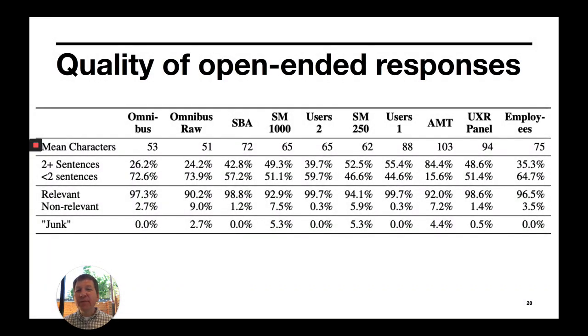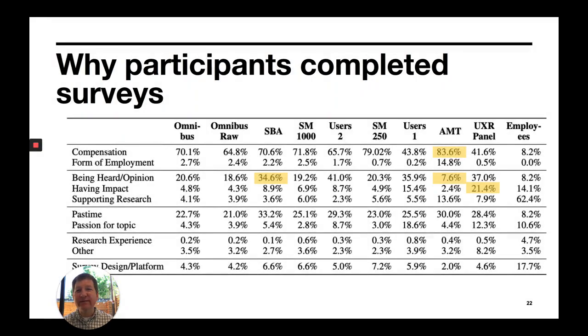Now we'll look at the open-ended responses. So we had two open-ended questions. One asked them why they chose to take surveys, and the other asked about a notification they had received on their phone that was annoying to them. And so when we look at these, Mechanical Turk actually had the longest responses in terms of mean characters and the highest percentage that gave more than 2 sentences of a response. So we do recommend using Mechanical Turk if you are doing a study that relies on open-ended responses.